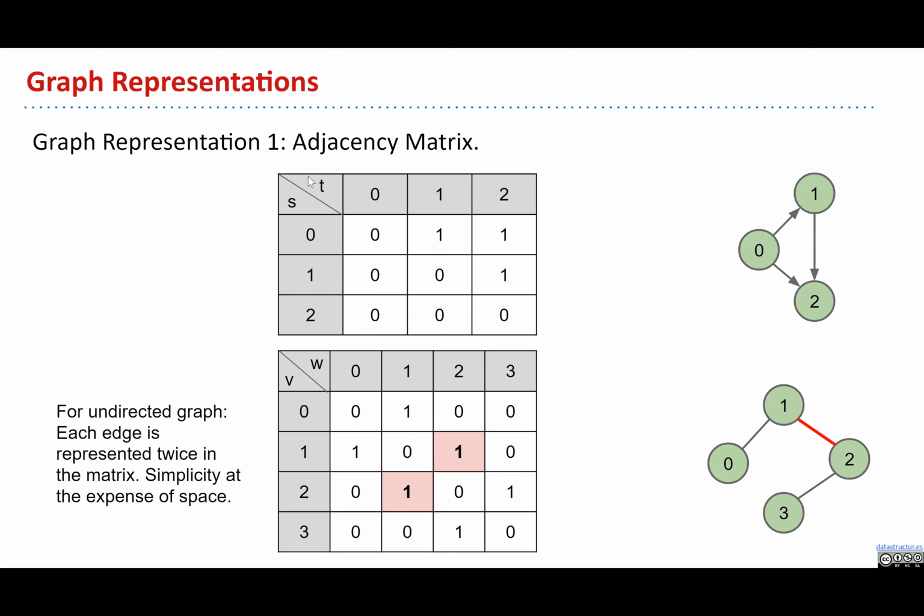So in a directed graph, I'll have an edge from 0 to 1, but not from 1 to 0. In an undirected graph, this matrix will be symmetric. That is, for everything over here, we have an edge from V to W. We'll have the same edge from W to V.